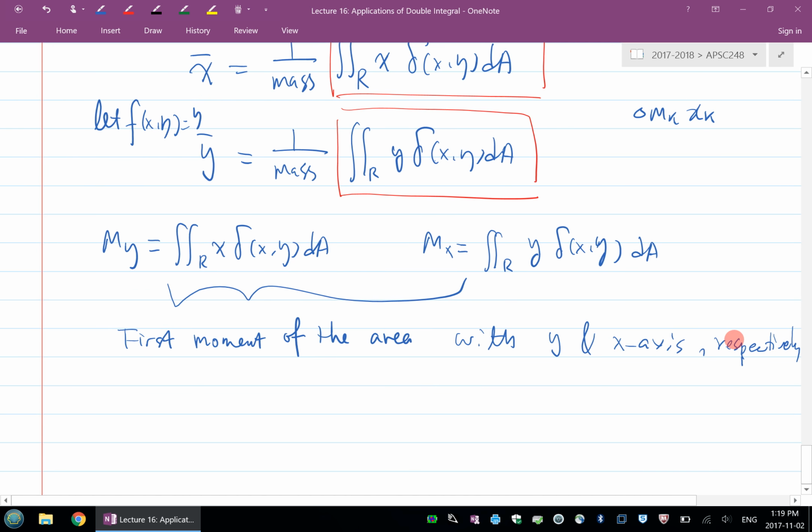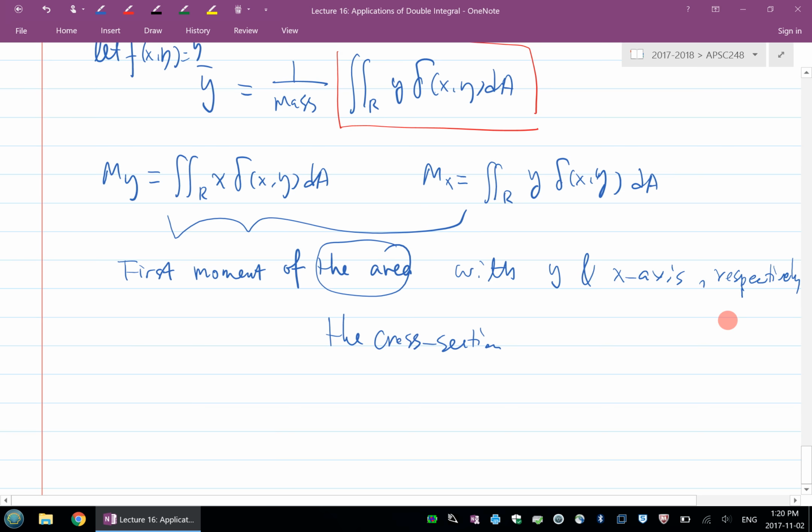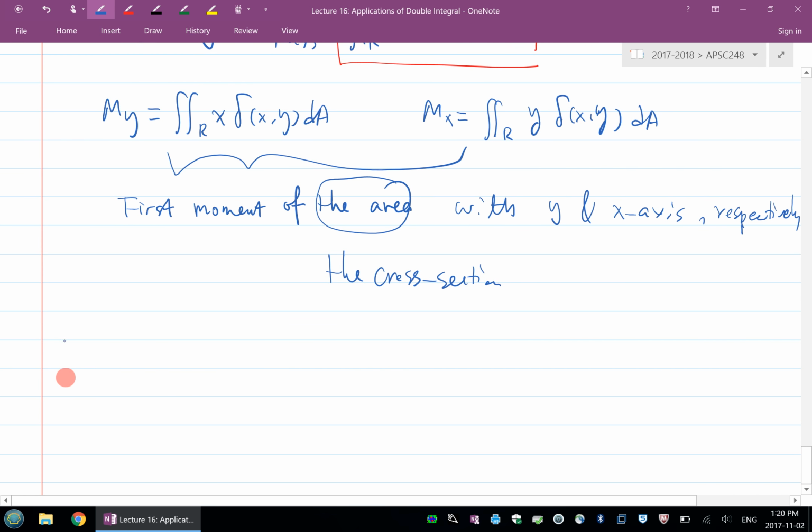In mechanics of materials, are you guys learning that? Oh, next semester. That's right. In mechanics of materials, when you learn it next semester, somewhere in that course there will be a concept involving this first moment of area. The area is sometimes also called the cross section. When you cut a cross section, you're left with the area, and you're interested in the first moment of the area. So that's the fifth application here, center of mass.